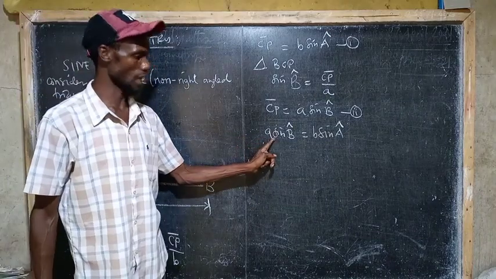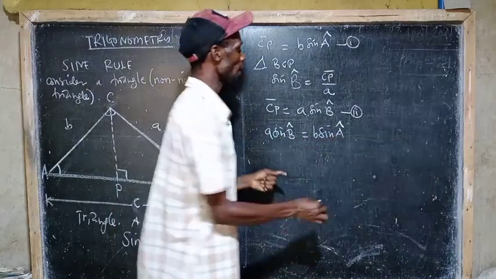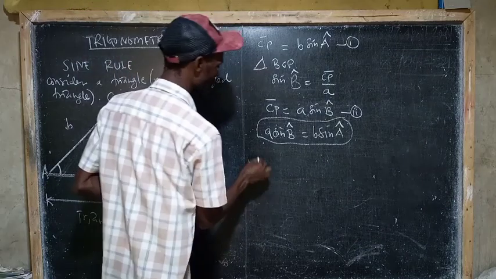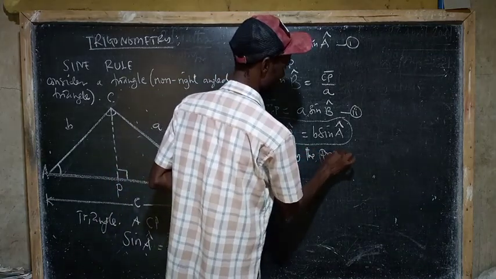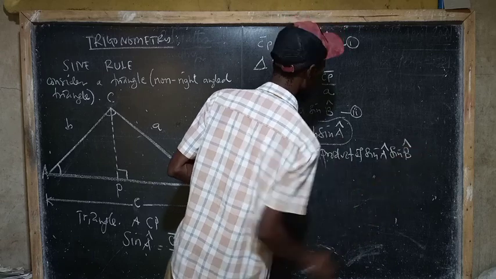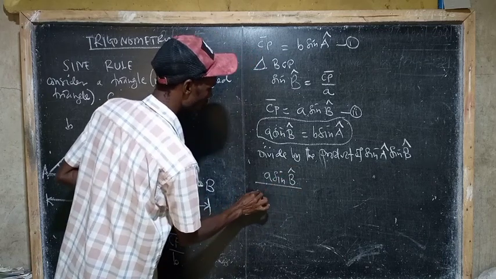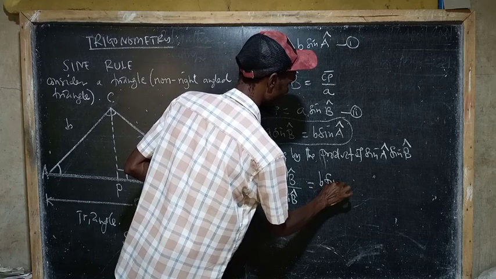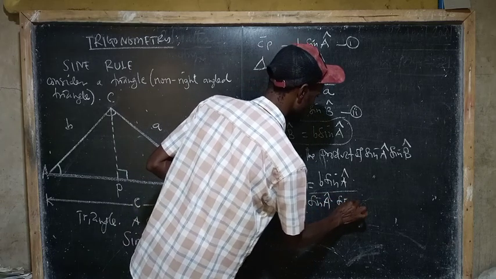Then from this principle, we have A sin B is equal to B sin A. Now we divide by the product of sin A sin B. Maana yake ni kwamba nitakuwa na A sin B divided by sin A times sin B is equal now to B sin A divided by sin A and sin B.